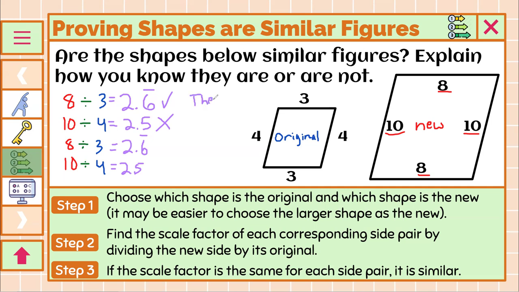We're going to say they are not similar figures. Again, for them to be the same would mean that I should have gotten 2.6 every single time or 2.5 every single time. I did not, so they are not similar figures. Make sure you get your notes in, but I'm going to clear up and go to the check-in.